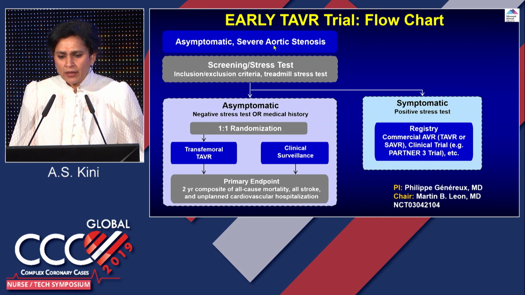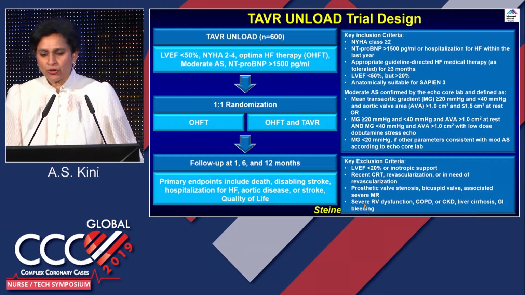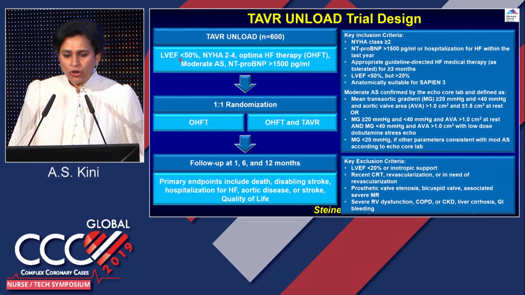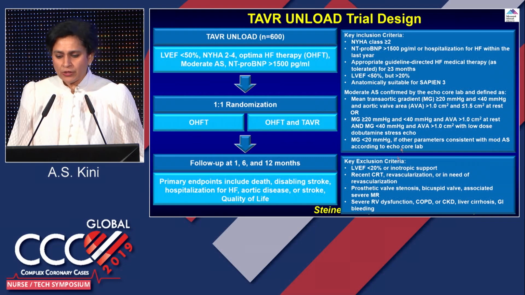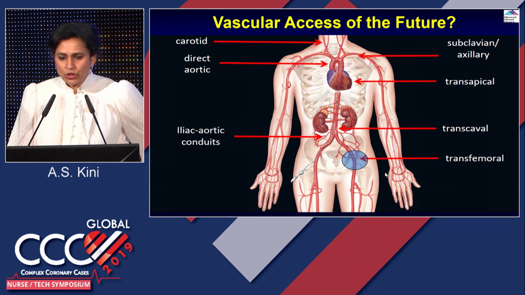So early TAVR, this is where the flow is. If they're asymptomatic, which means negative stress test, they are randomized 1-to-1 to transfemoral TAVR versus clinical surveillance, to see what is going to happen to this patient. Now, TAVR UNLOAD, very important. Your EF is less than 50, they have moderate AS, and the question is the same: do you go for TAVR or do you continue heart failure therapy? This is a trial which is also ongoing to see what the outcome would be in these patients.